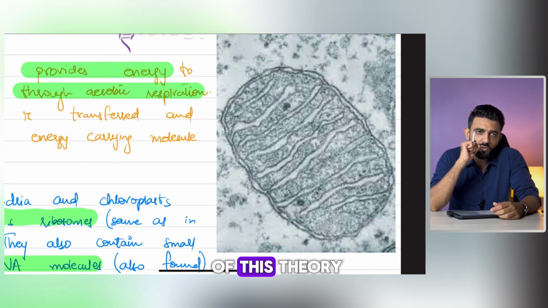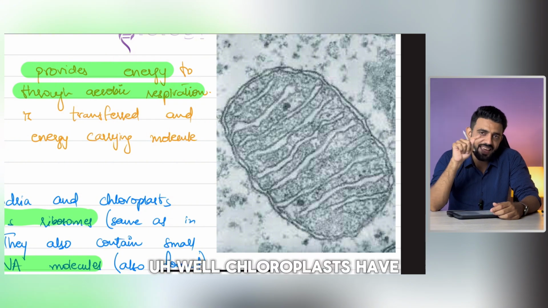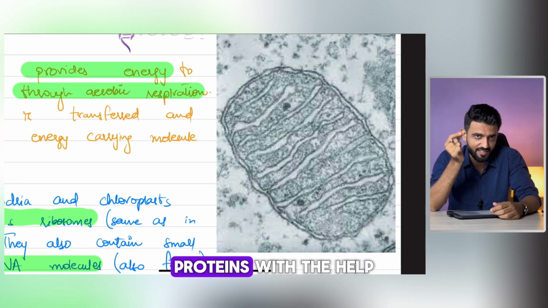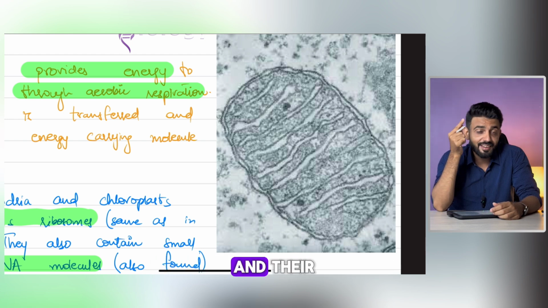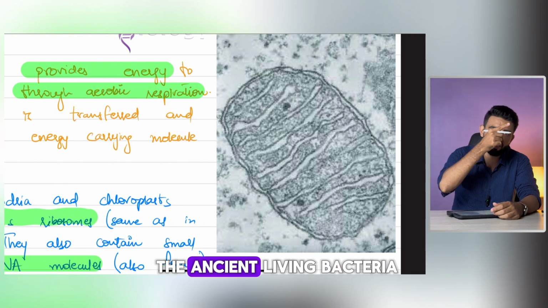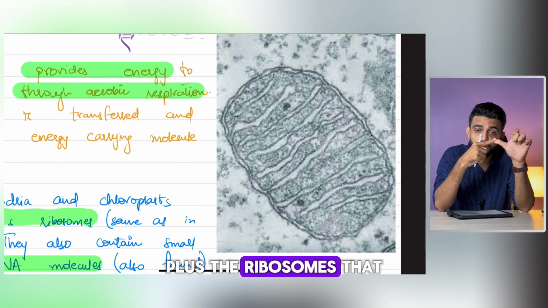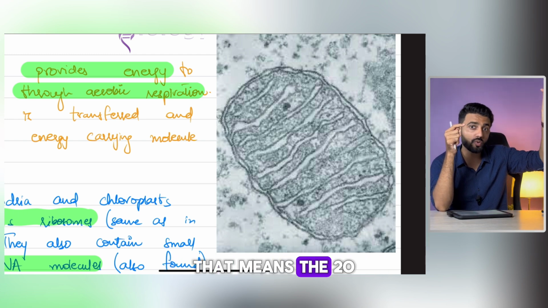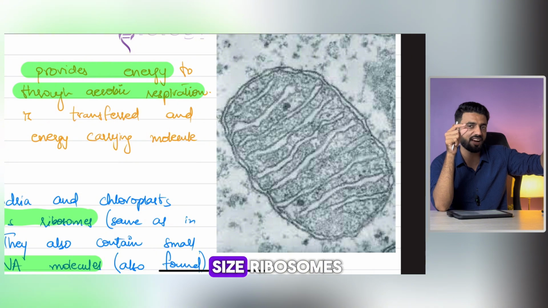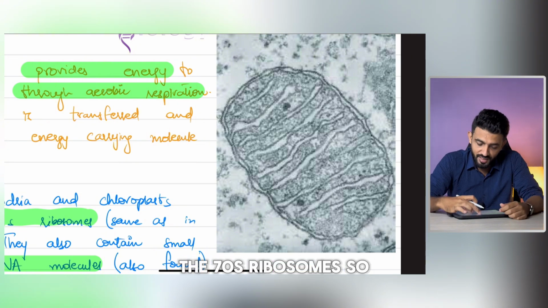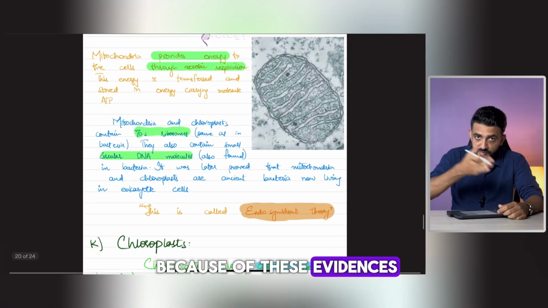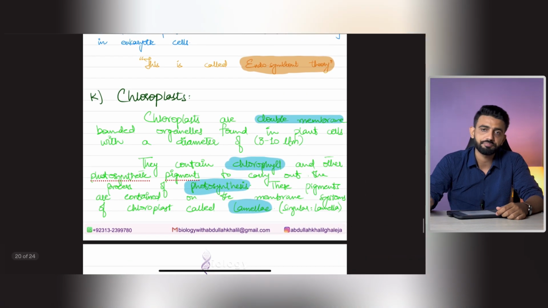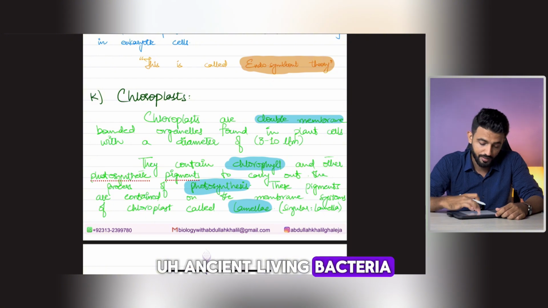What is the evidence of this theory? Well, chloroplasts have their own plasmids. They produce their own proteins with the help of genes in their plasmids, and their structure is similar to the ancient living bacteria, plus the ribosomes that they have are exactly like the prokaryotic ribosomes. That means the 20 nanometer in size ribosomes, the 70S ribosomes. So because of this evidence, we consider that the mitochondria and chloroplast were actually ancient living bacteria.